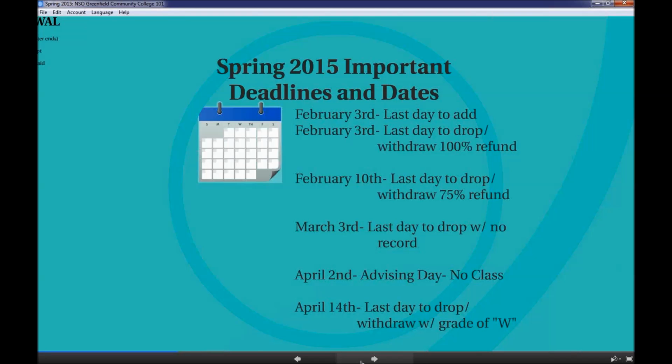Now, April 14th will be the last day to drop or withdraw from the college with a grade of W. So after the last day to drop with no record, you can still leave the college. You can drop a course. You can withdraw from the college, but it's going to leave a W in the grade column on your transcript. There's no way to get around that. But again, this may be the alternative that you want to seek instead of risking the chance of failing a course.